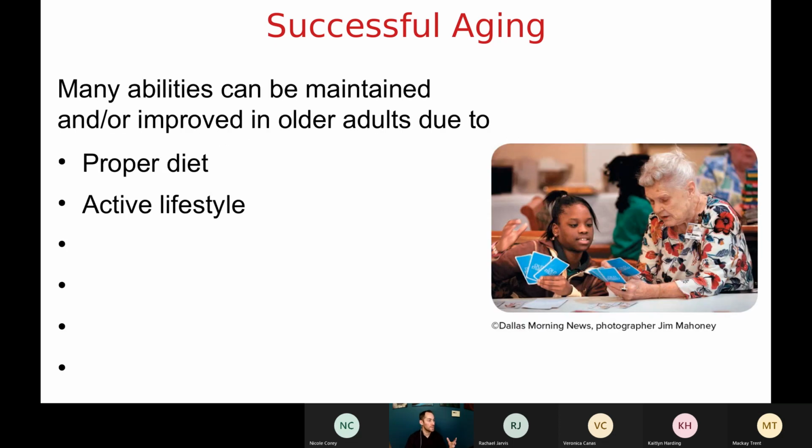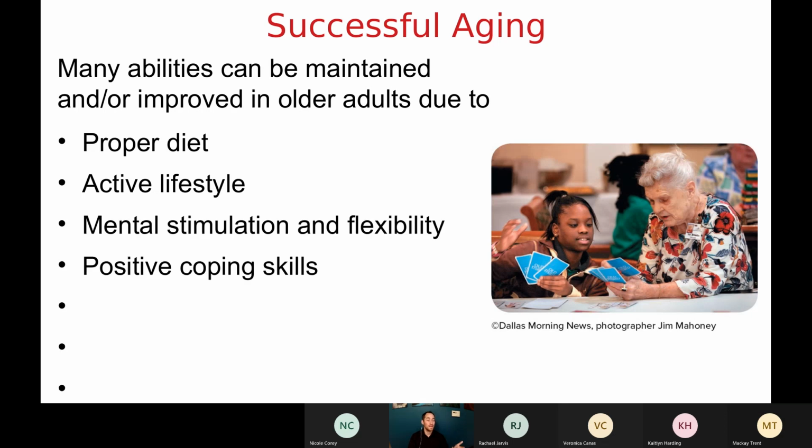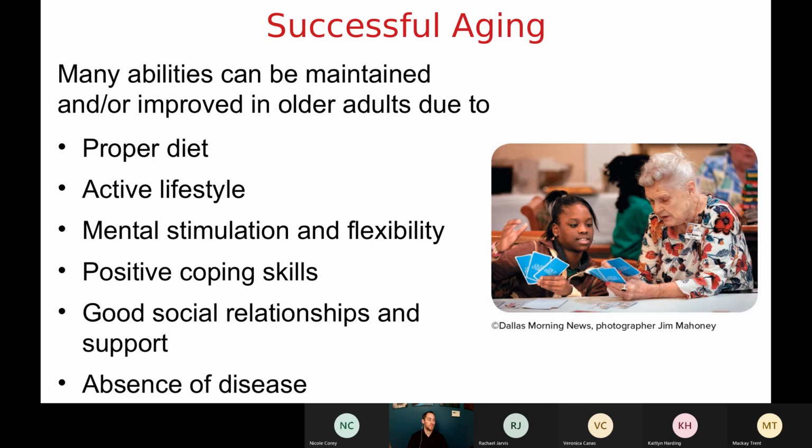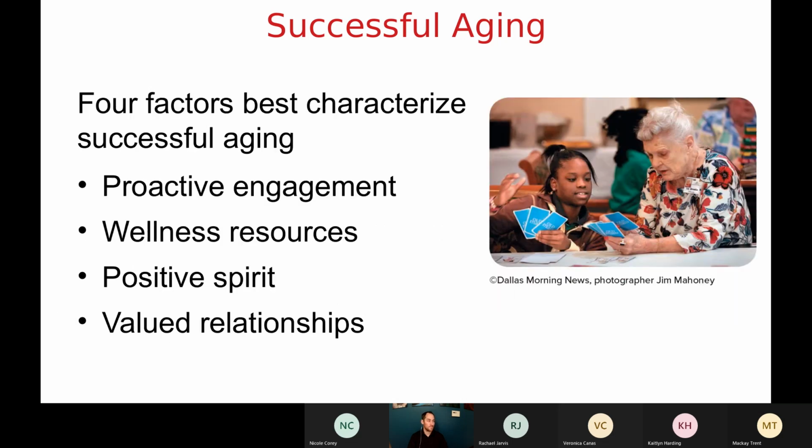So with this, for successful aging, let's give a quick summary of the chapter, some things that we talked about in both middle and late adulthood that are essential: proper diet, active lifestyle, mental stimulation and flexibility, learning new tricks, new tools, new games, doing apps, positive coping skills. Coping skills can include other people or also your own emotion regulation. Good social relationships and support, so family and definitely friends as you get into late adulthood, and the absence of disease.